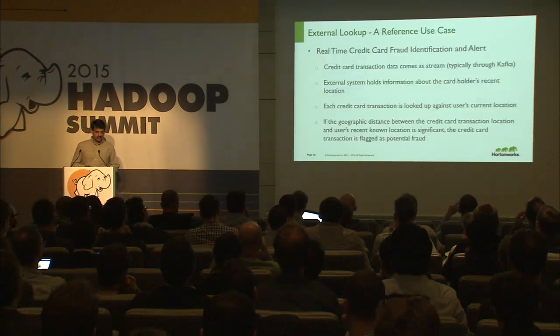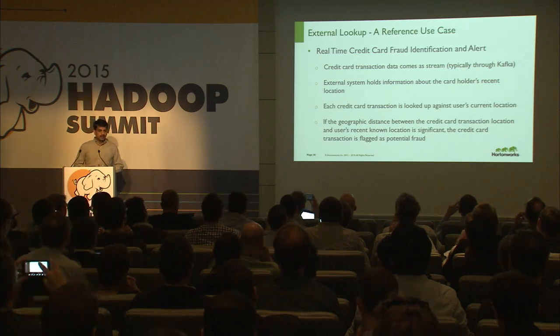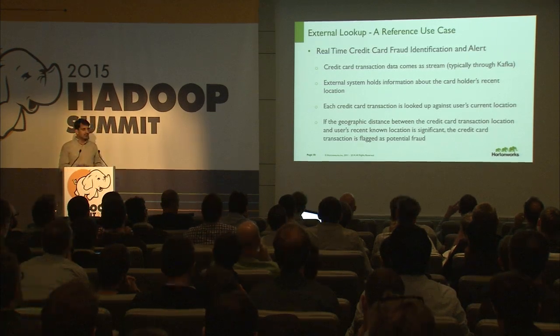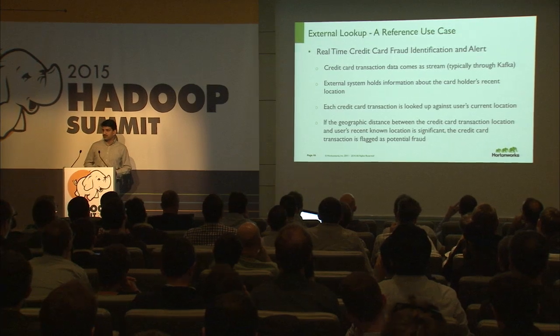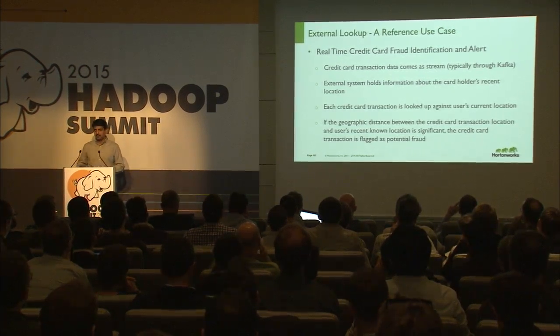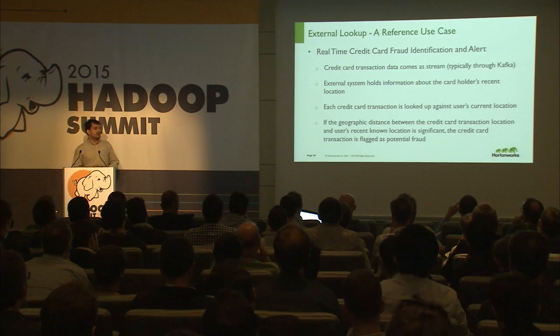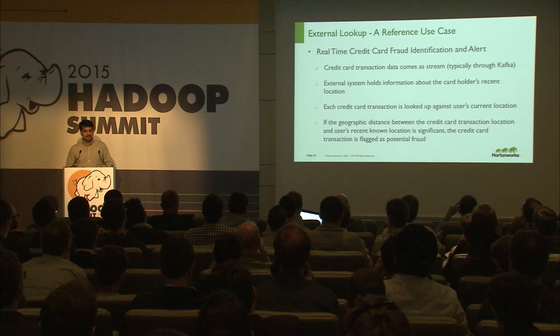So what we mean by this particular option, and to illustrate it, let's take a reference use case. It's a real-life use case, which I have simplified a lot just for this talk, and I have taken all the complexities out. The use case is like this. You have credit card transaction data coming from some source. Typically, it would come through Kafka or something like that.